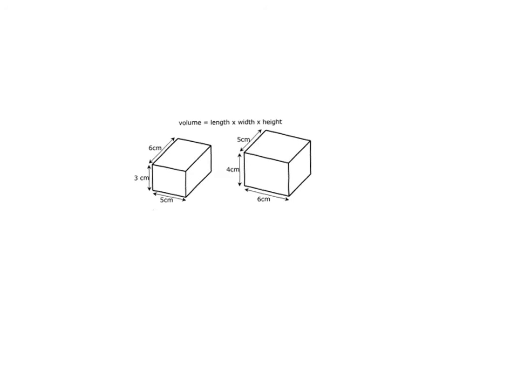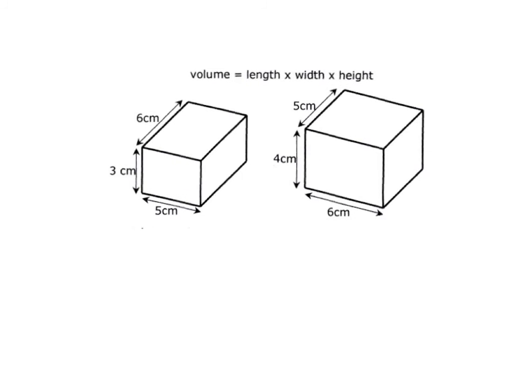So let me zoom in on this one and see how we go. We've got 2 different objects here, both with different volumes to work out. I'm going to do the first one. I'll do the second one as well, but you can pause the video to see if you can work it out before me. So this one, we're looking at the 3 different dimensions. We've got a 5 centimeter length.